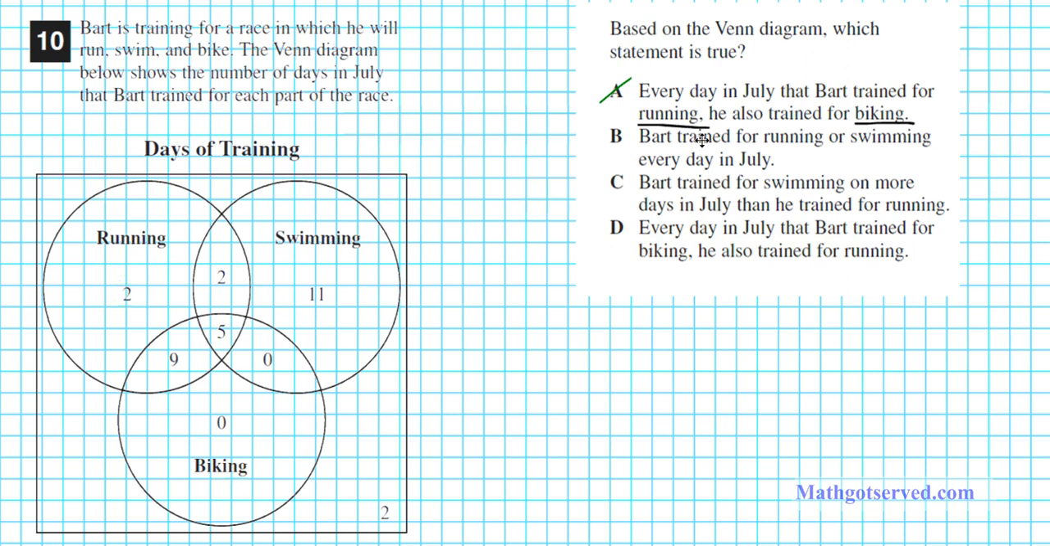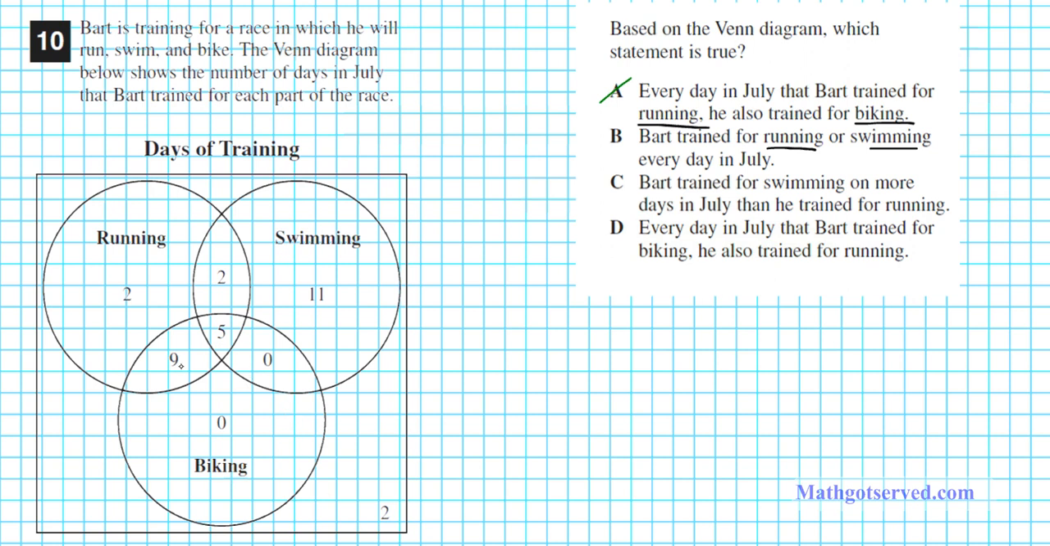option B. It says Bart trained for running or swimming every day in July. So if Bart trained for running or swimming every day in July, that means that he devoted absolutely no days to biking. All right. So if you look at this Venn diagram right here, are there any days that Bart biked? The answer is yes.